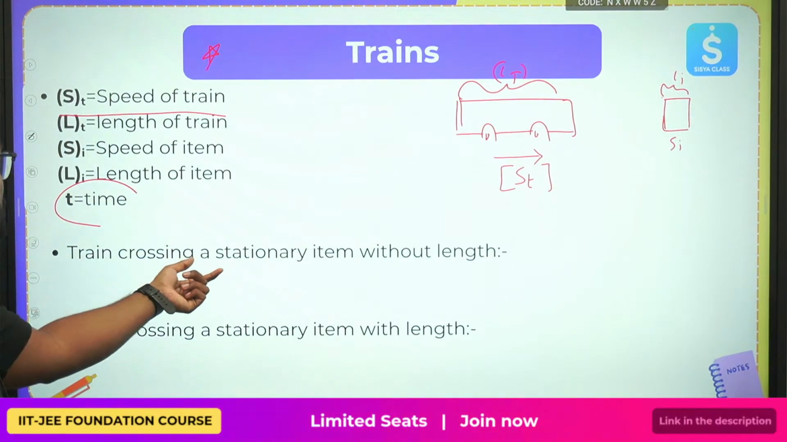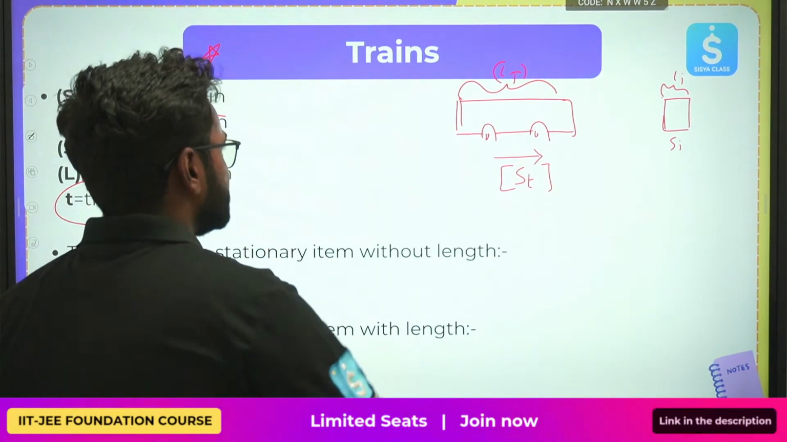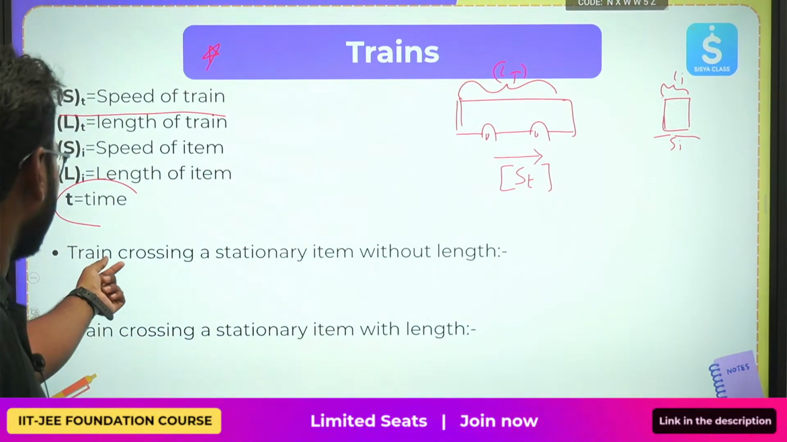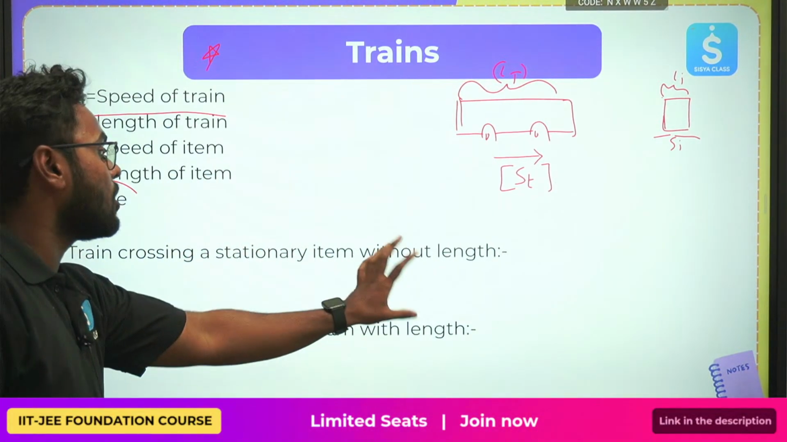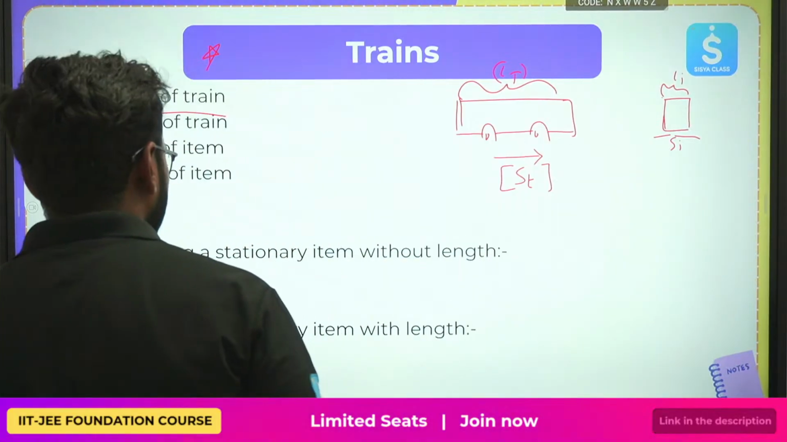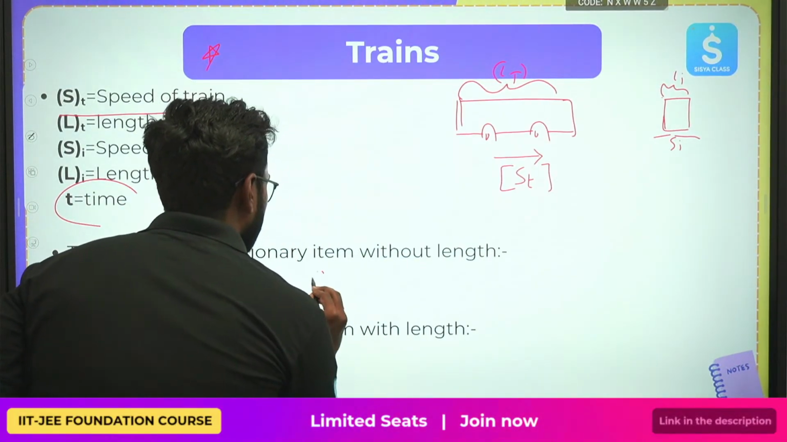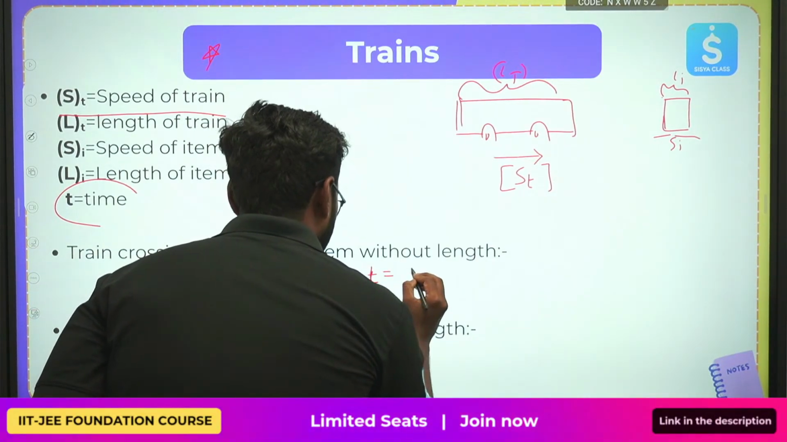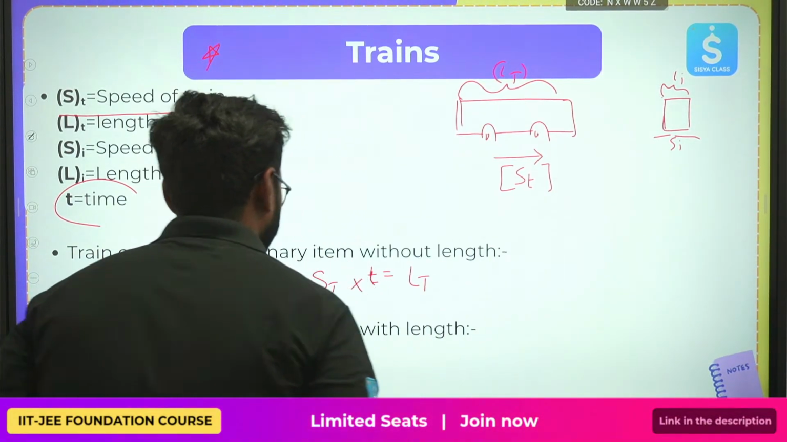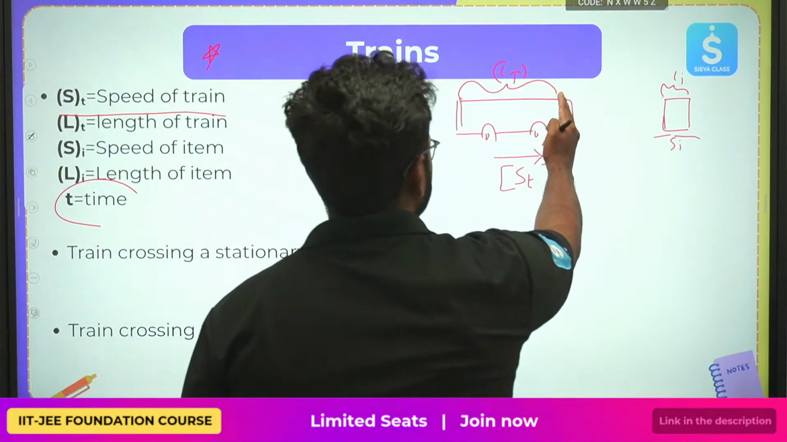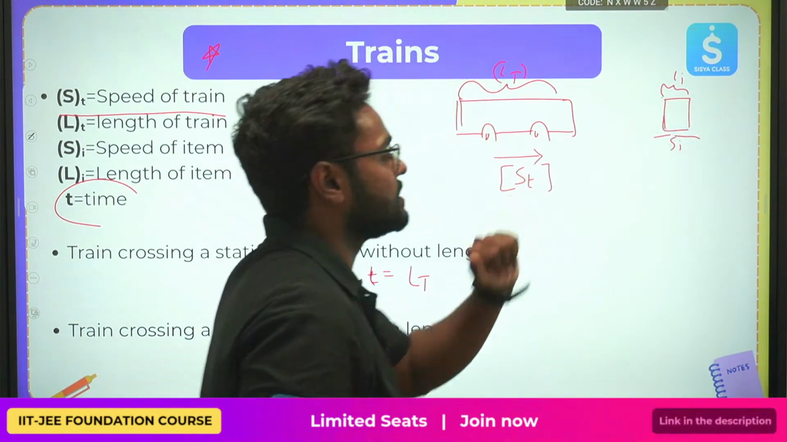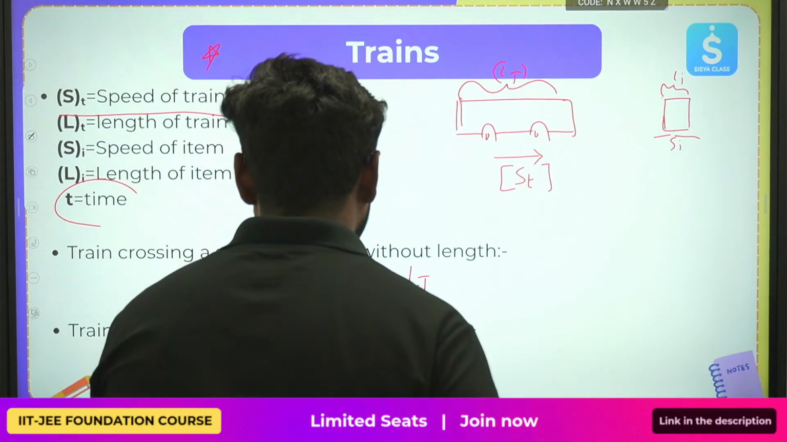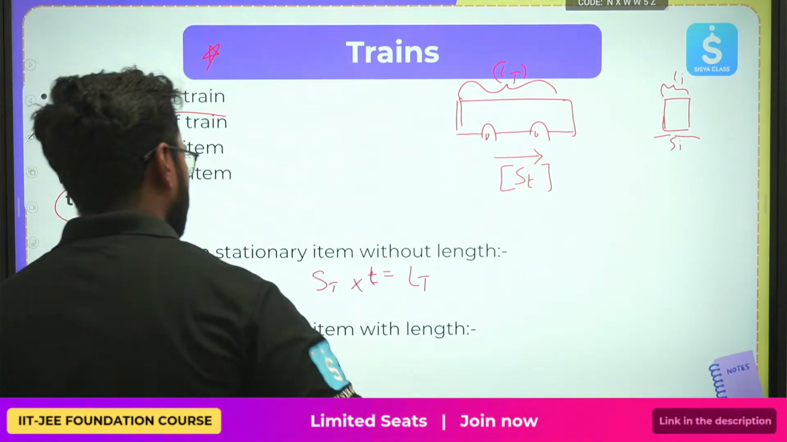Now, train crossing a stationary item. Stationary means this is not moving, this is constant. Now, train crossing a stationary item without length. If this does not have length, the equation would be speed of train into time is equal to length of train, right? If the train is completely covering this stationary item, the length of the train is given by St into T, the time taken for it to cover that part.